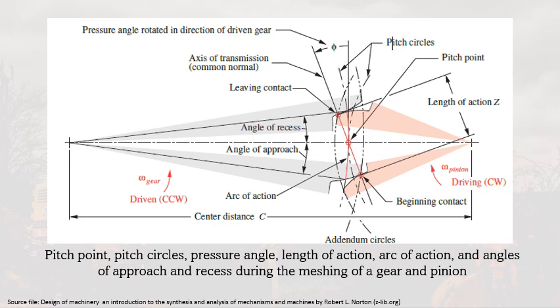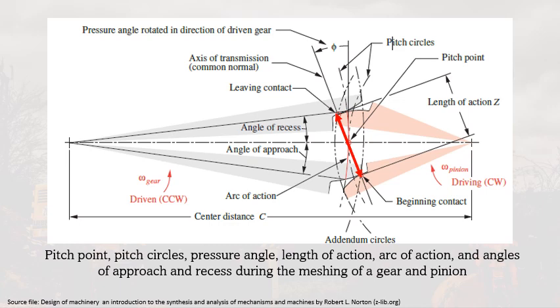It passes through the line of action, the axis of transmission, also defined by the intersection of the respective addendum circles with the line of action. So this is the length of action, denoted by this arrow here. The distance along the pitch circle within the mesh is the arc of action. So this red arc here is what we call the arc of action.